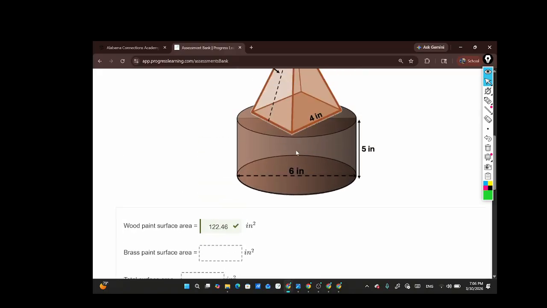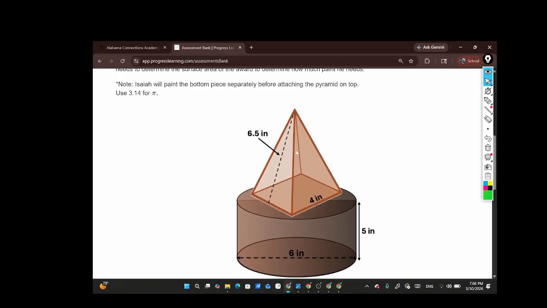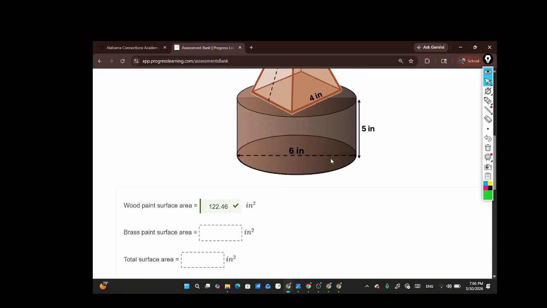This is part 1 of this video. We found through it the surface area of this cylinder, but as the question asked us to do, we didn't calculate the area of the bottom of this shape. So in the next video, I will keep going with you to find the brass paint surface area, which is for the pyramid, and the total surface area as a whole for this question.